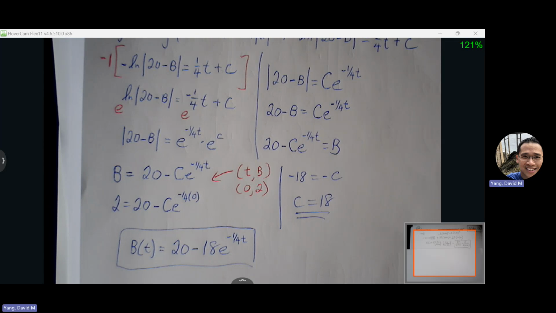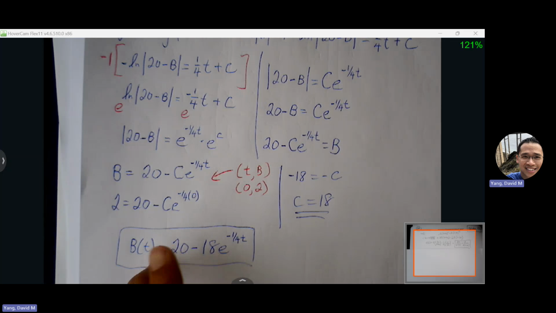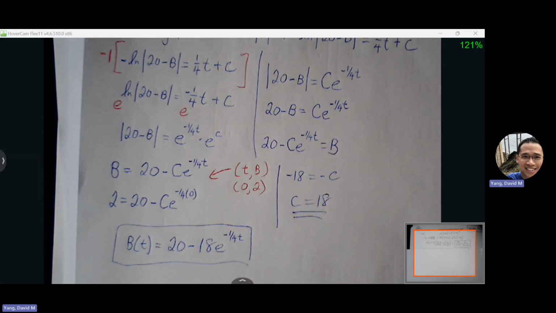You should also write it as negative 18. Sure. Yeah, the order doesn't matter. If you have the constant coming after the variable, that's perfectly fine.